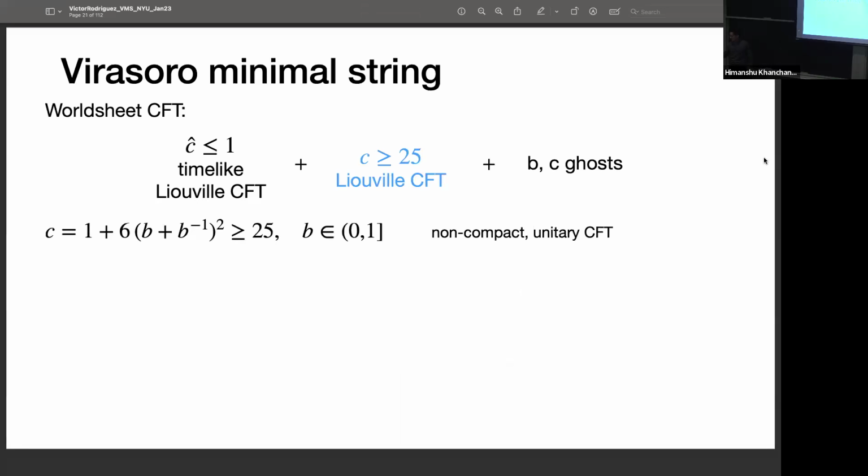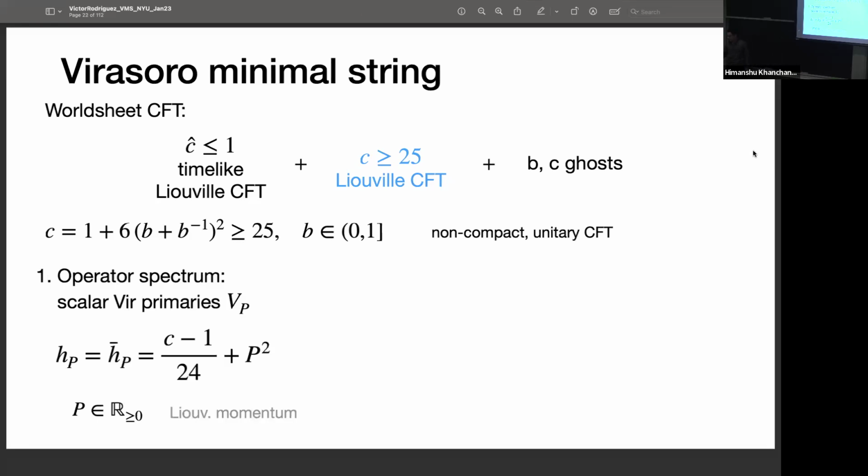But before we get into that weird one, let's discuss the familiar one, just spacelike, or ordinary unitary Liouville CFT. The central charge is parameterized in this way: c = 1 + 6(b + b inverse) squared. b is a parameter of this whole family of theories, and it can be taken from 0 to 1. This CFT is not compact, so its primary states come in a continuum, but it's unitary. For example, the operator spectrum is just scalar Virasoro primaries with weight some constant plus p squared. p is usually called the Liouville momentum, and it's just a real variable.